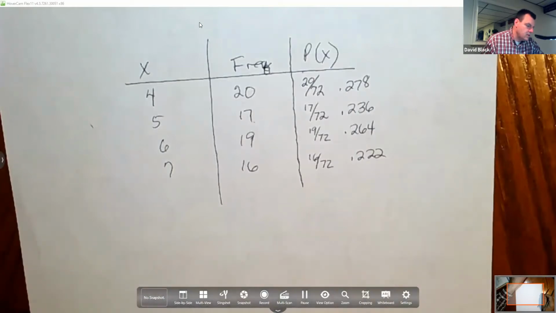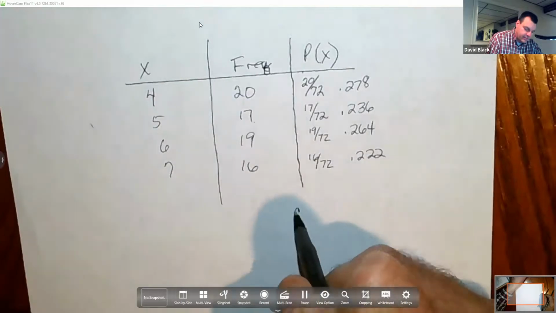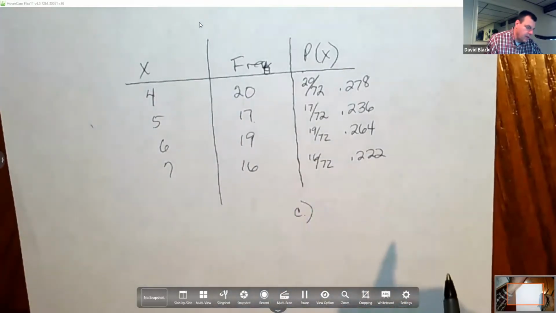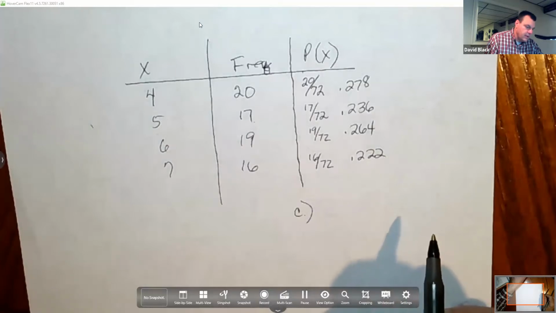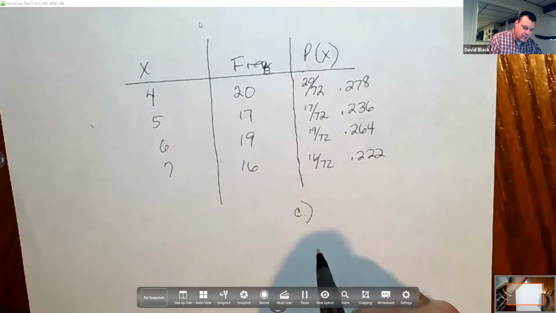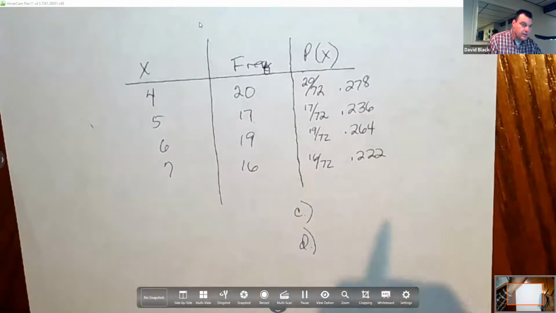Okay, so we've done part A, construct a probability model. Part B says draw a probability histogram. I'm not all that concerned about that. Let's go to part C and part D. Compute and interpret the mean of the random variable X in part C. Compute the standard deviation of the random variable X in part D.